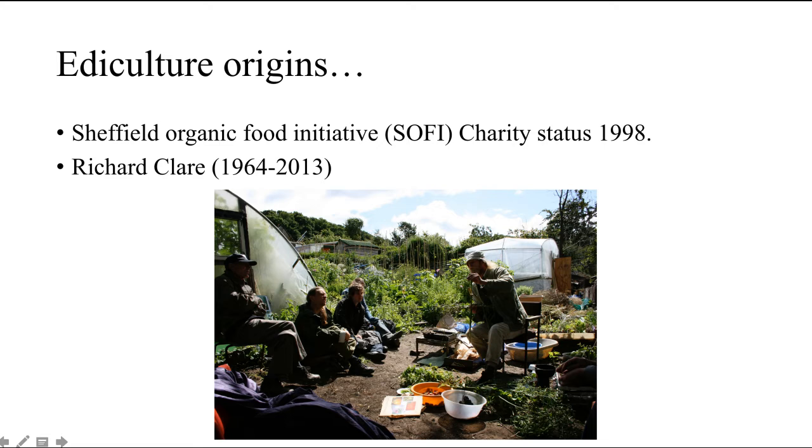And he set up a charity in 1998 called the Sheffield Organic Food Initiative. And the Sheffield Organic Food Initiative, also known as SOFI, was a network of individuals who were focused on bringing organic food to the wider city and getting as many people engaged with it as possible, with the intention of alleviating poverty, increasing health, and building food security as well.